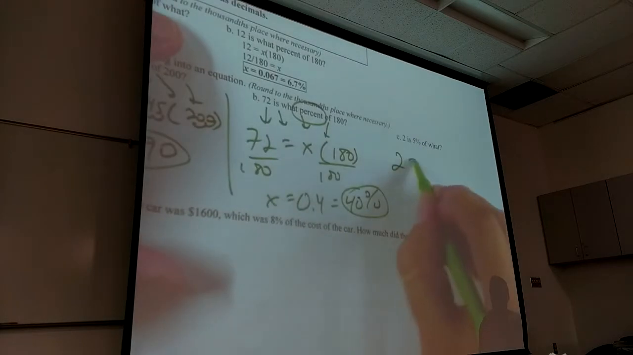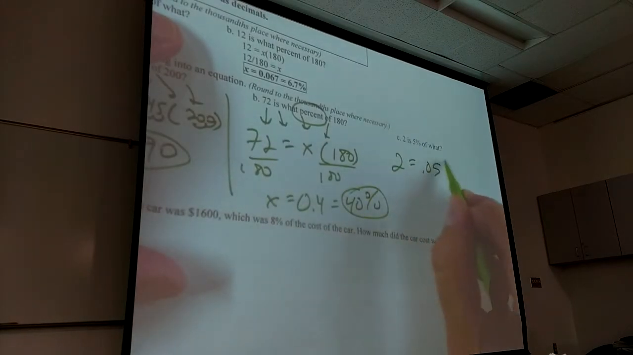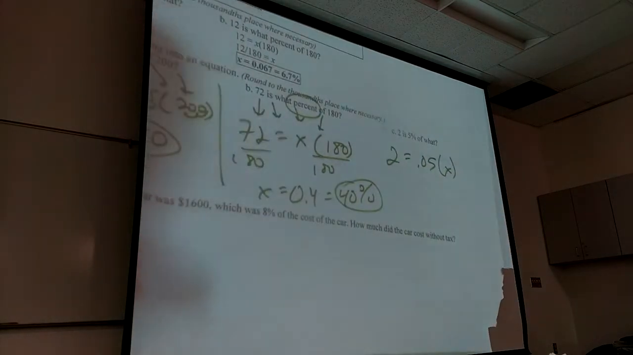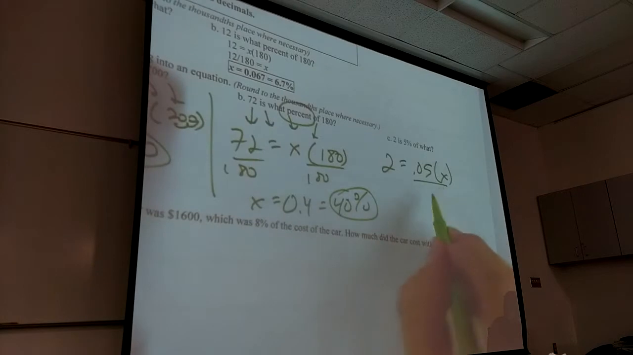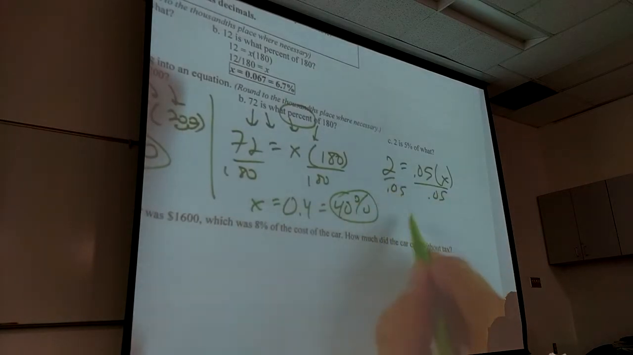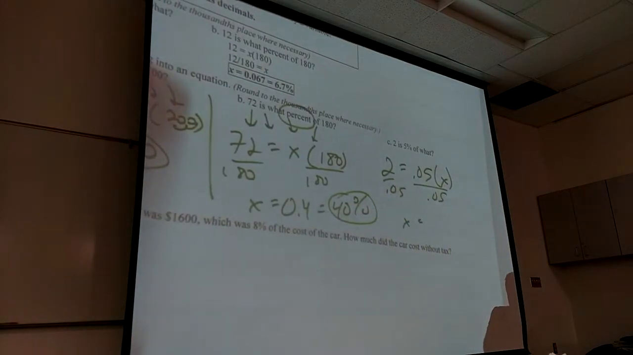So 2 is 5% of what? The biggest problem there is saying 5% is 0.5 instead of 0.05. Like if I have a 5% account at a bank, I wish it was 0.5 times, because that's a 50% return. But this one I just have to divide by 0.05. X will be 40.